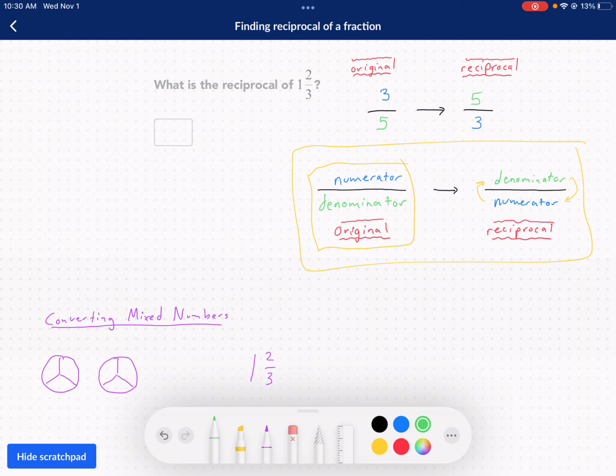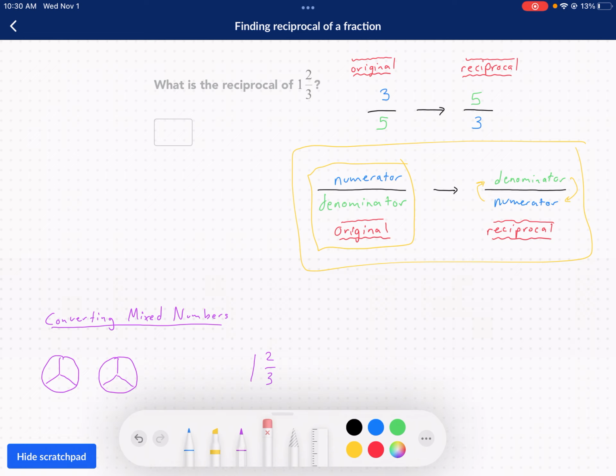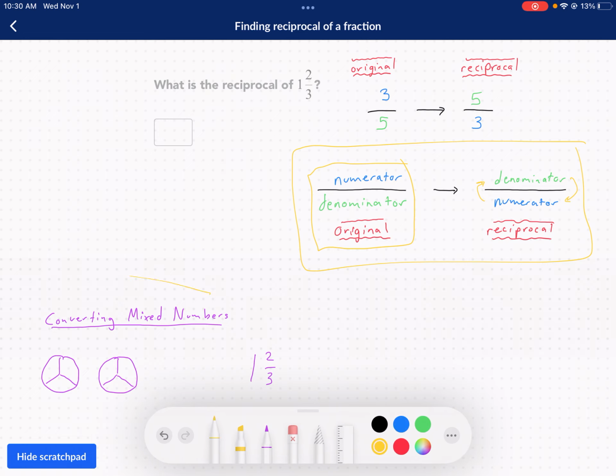So we have here this fraction, 1 2/3. That's a mixed number, and we can't really do anything with that yet because it's not written as an improper or proper fraction. So we need to change it into an improper fraction. I'm going to look down here now into this converting mixed numbers section.